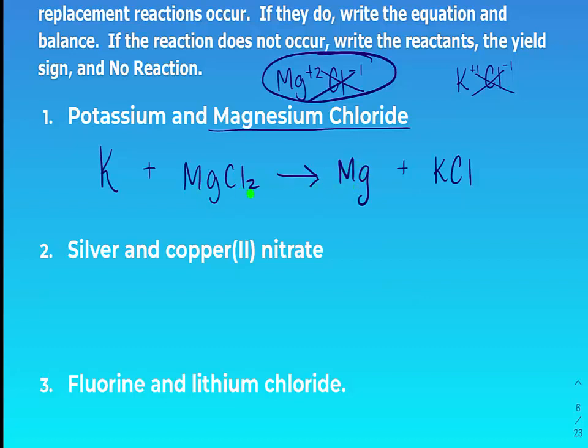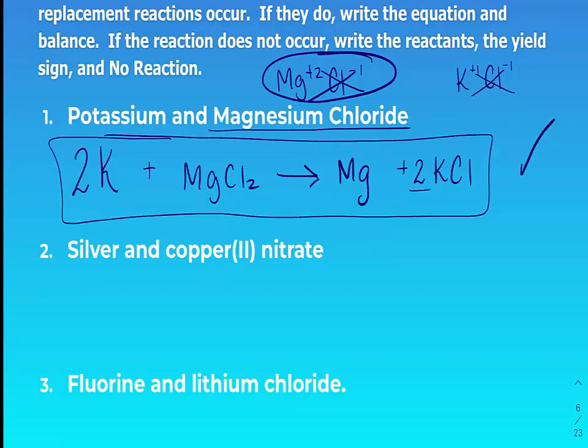Chlorine, however, is not balanced. Chlorine starts with 2, but it only ends with 1. So I'm going to need to put a coefficient of 2 in front of the KCl. There we go. And what did that just unbalance? My potassium is now 2 on the end. And so back here in the beginning, potassium needs a 2 in front of it as well. And I now have a balanced chemical equation. 2 potassiums, 1 magnesium, and 2 chlorines on both sides. Balanced equation done. All right, let's look at the next one.